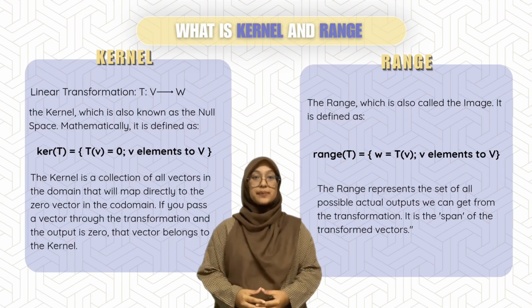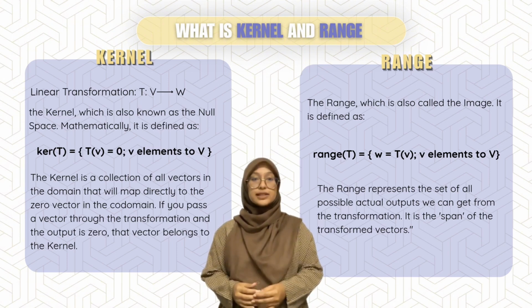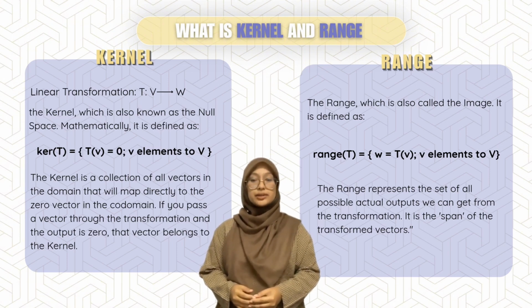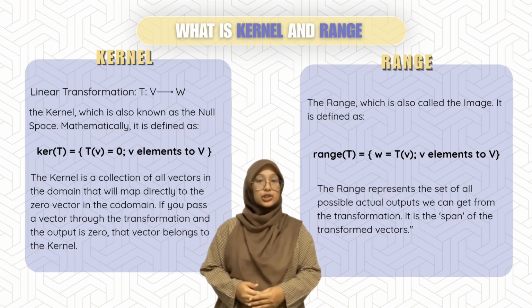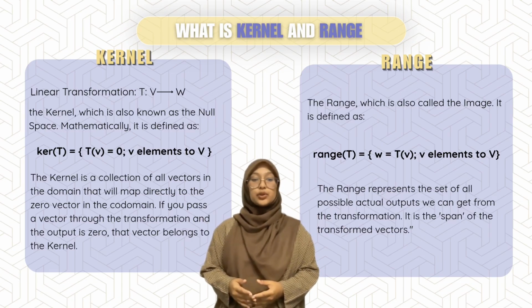I'm going to explain Chapter 5, Linear Transformation, mainly focusing on our subtopic, Kernel and Range. Before we jump into the example, let's understand what kernel and range actually mean. Conceptually, a linear transformation T maps vectors from a domain to a codomain.